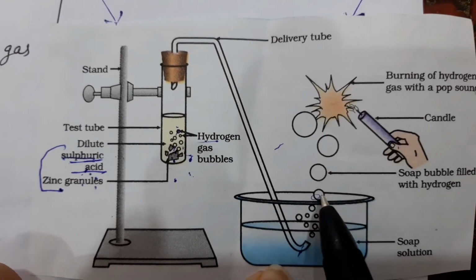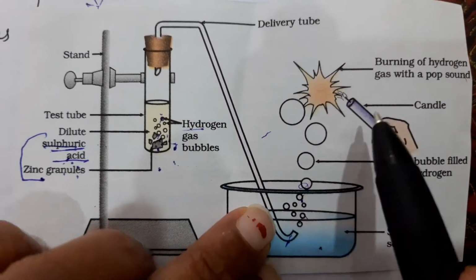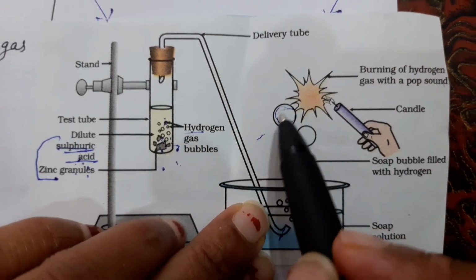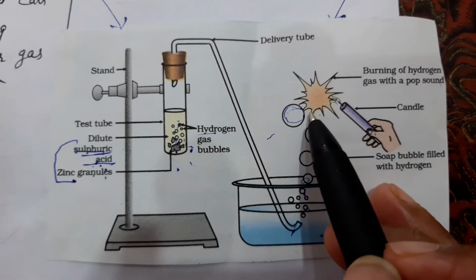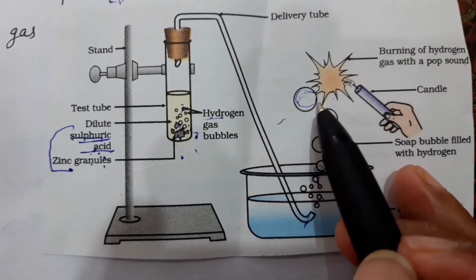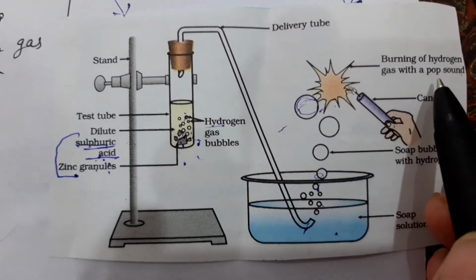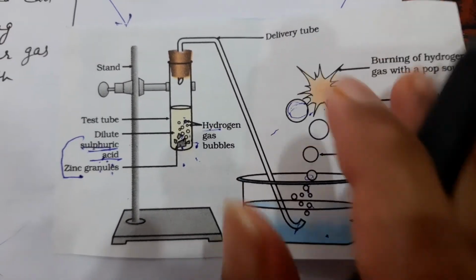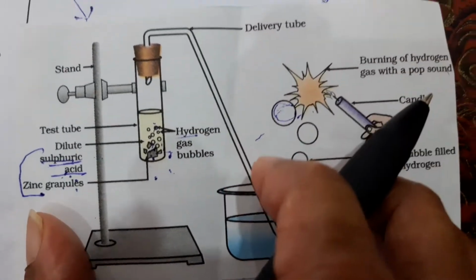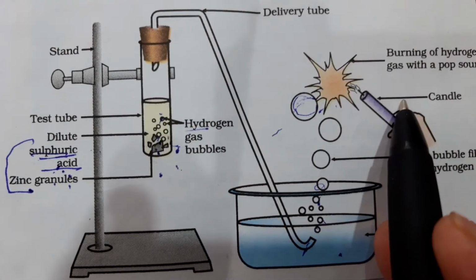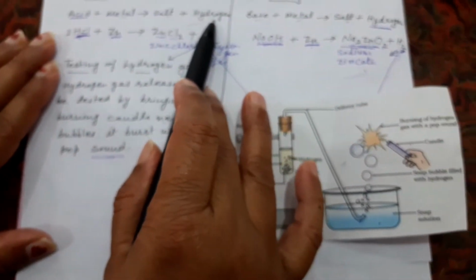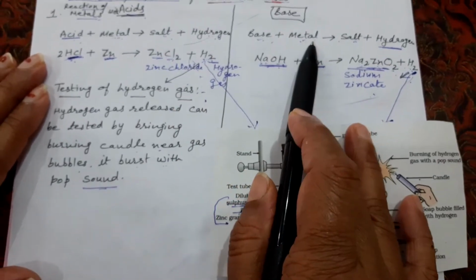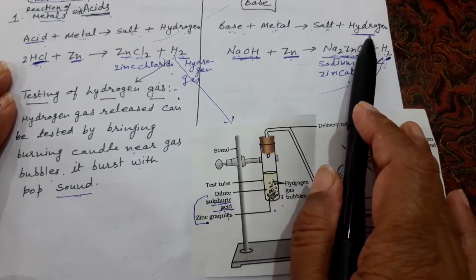These bubbles are of hydrogen gas. For testing this gas, we can bring the burning candle near the bubble. This gas started to burn with a pop sound. So, by this activity, we can prove this is hydrogen gas. When the metal reacts with acid, they form hydrogen, and when the base reacts with metal, they form hydrogen gas and salt.